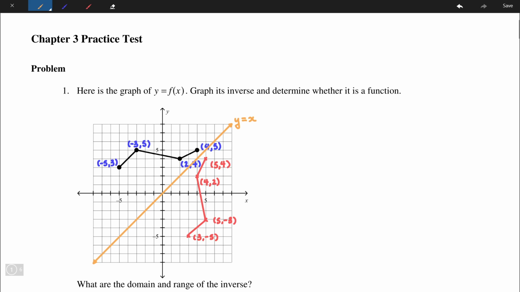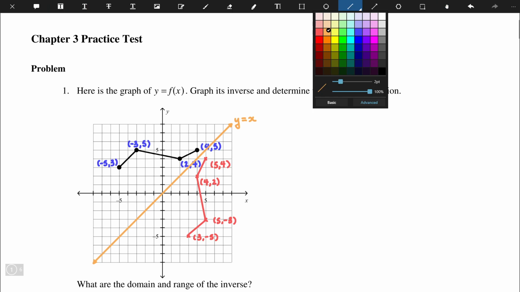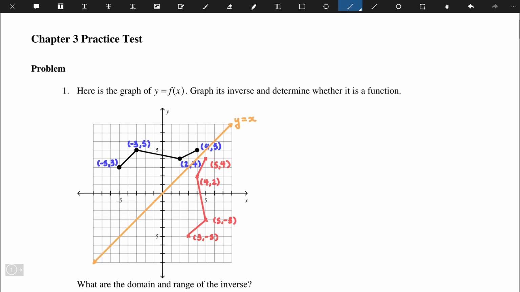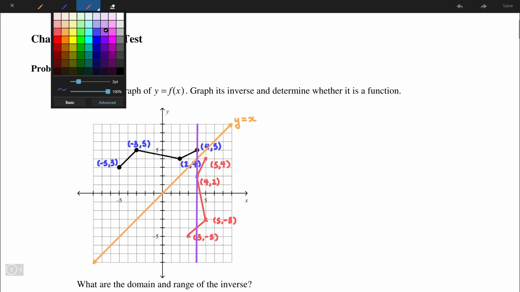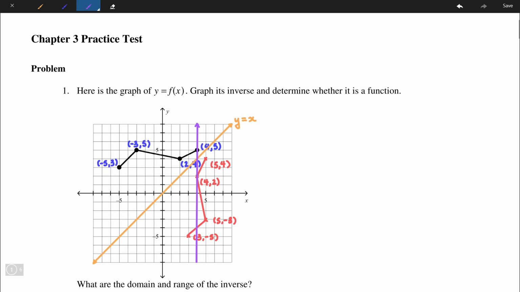As for whether or not the inverse is a function, we can see that the inverse does not pass the vertical line test. So for example, let's say x is equal to 4, and we can see that this vertical line passes through the inverse twice. Once here and once below the x-axis. So the inverse is not a function.